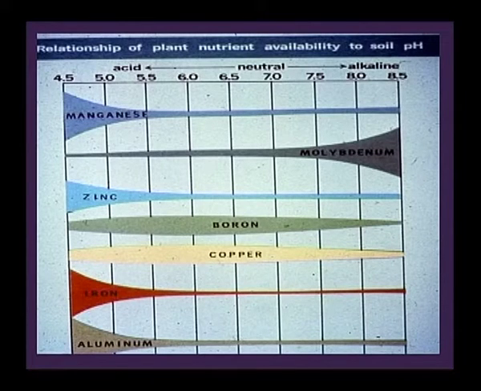It shows that most of the micronutrient availability in the soil, that is manganese, zinc, iron and aluminium, is increased below pH 5.5, and as the pH increases, the micronutrient availability decreases, whereas the molybdenum availability starts increasing after pH 7.5. The boron availability is high between 5.5 and 6.5, and the copper availability is high between 5 and 7.